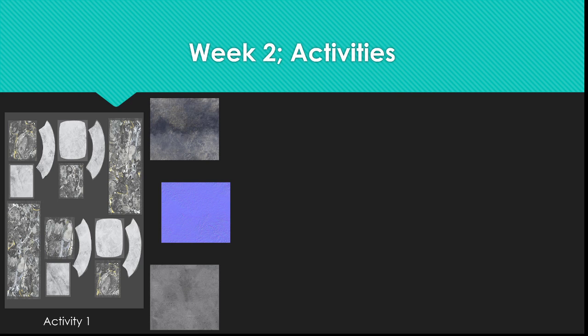With the first activity, we had to export UV snapshots, mask textures by UV shells, make tileable textures for the balcony and wall, layer paint over the wall textures, and create a normal map for the wall texture.